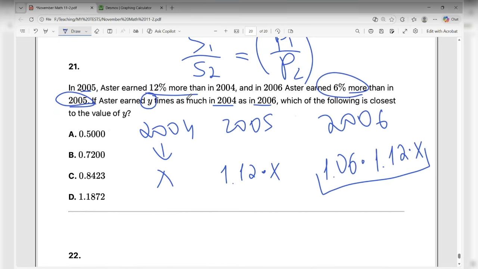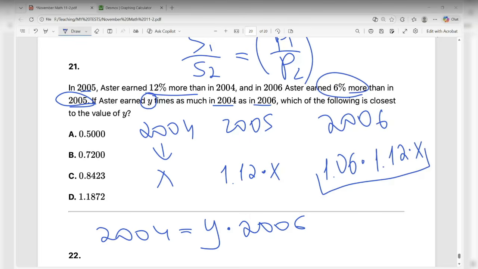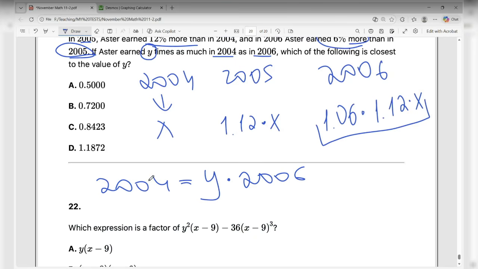the earning in 2004 now equals y multiplied by earning in 2006. This is the base of the equation, y times as much in 2004 as in 2006. They are comparing 2004 to 2006. And then we're gonna have this equation here. And we know that instead of 2004, I'm gonna use an x, y multiplied by this all, 1.06 multiplied by 1.12x. And the x's are cancelled. We're gonna have 1 here, guys, don't forget.